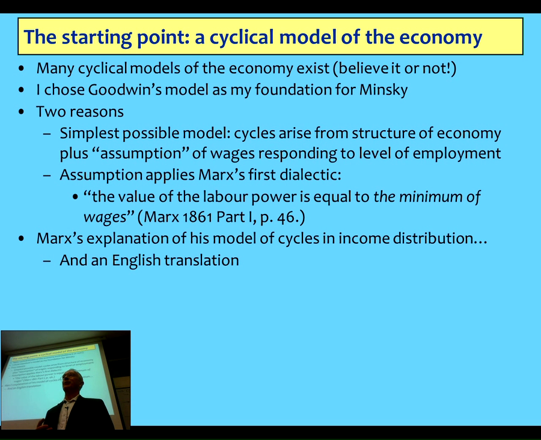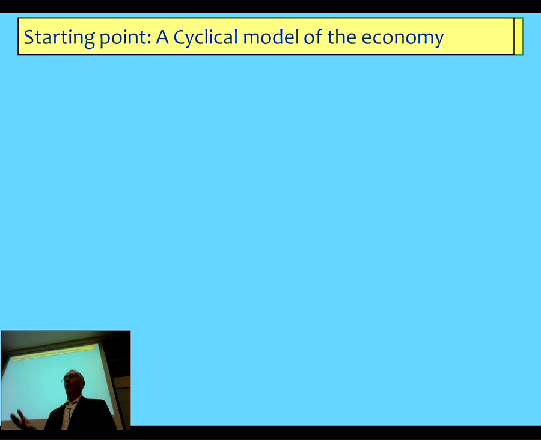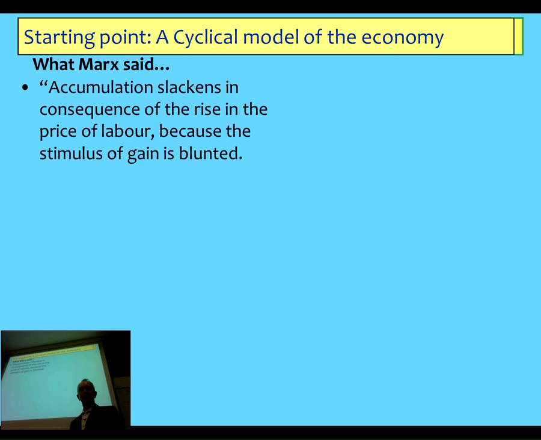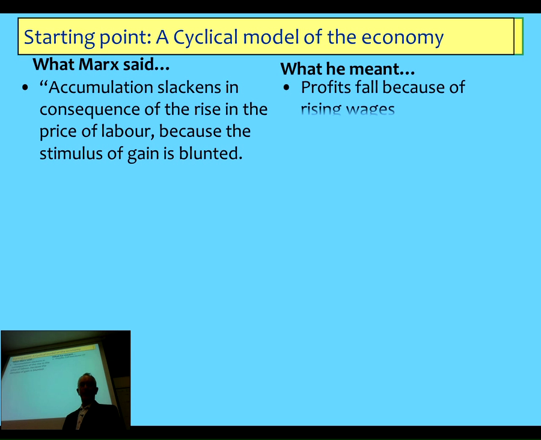You've seen it a couple of times. I want to say, just more obviously, in more modern language, what was Marx actually saying. So he said, accumulation slackens in consequence of the rise of the price of labour because the stimulus of gain is blunted. Well, what he meant was that profits fall because of rising wages. He's got a two-class model there, so the only outcome is that if wages go up, profits go down.